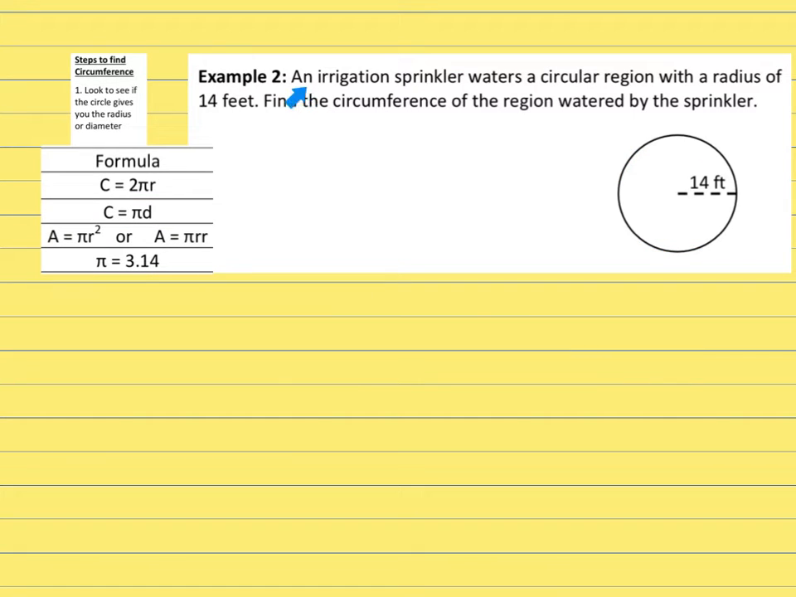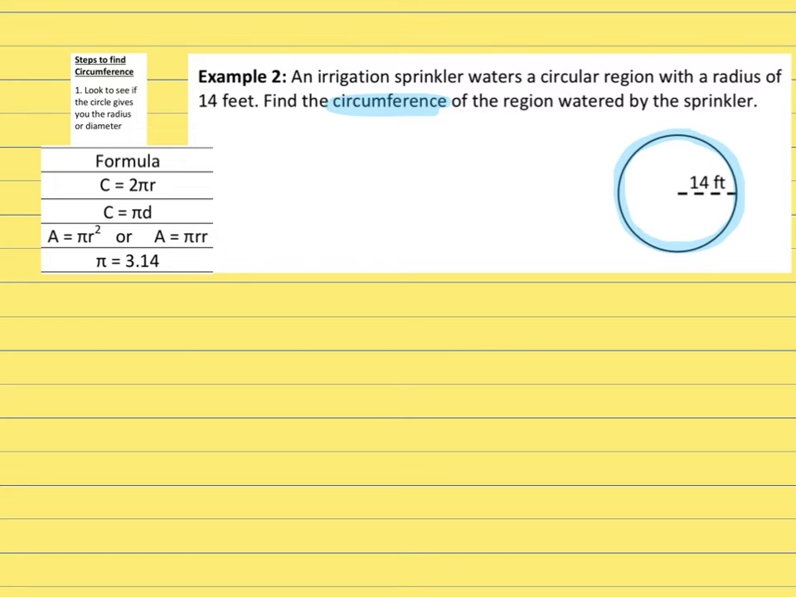Example 2, this one says an irrigation sprinkler waters a circular region with a radius of 14 feet. Find the circumference of the region that was watered by the sprinkler. So again, we want to determine what is it asking us to do. It asks us to find the circumference again. And from our first slide about parts of a circle, circumference was the distance all the way around the outside.